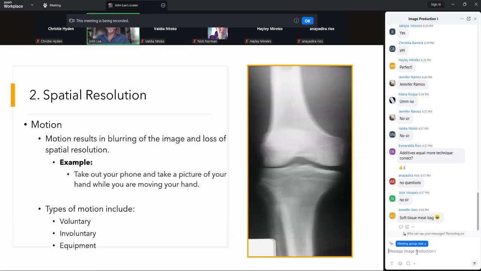Motion. When we think of the one factor that does the most damage to our spatial resolution and can just really make things awful, motion is that factor. Because our X-rays are emitted from the tube over a period of time. Now I know it's a fraction of a second. It's very, very fast exposures, and the X-rays are traveling very, very quickly through the atmosphere and through the tissue.